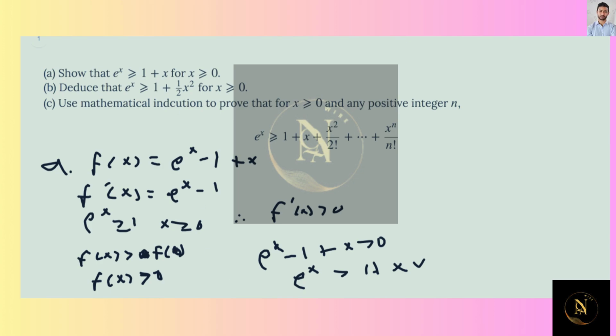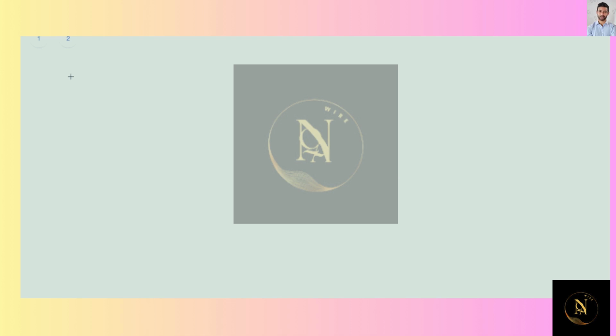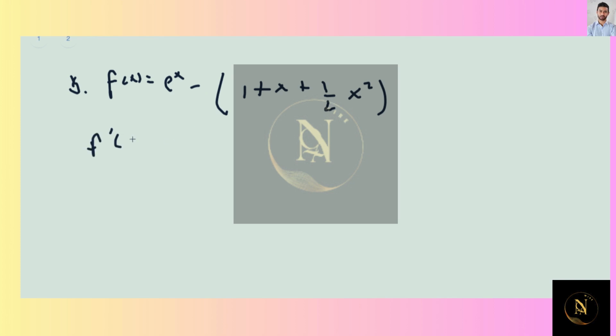For b, we're being asked to prove e to the x is greater than 1 plus x plus 1 half x squared for all x greater than 0. So we're going to do a really similar proof style. We're going to let f of x equal e to the x minus 1 plus x plus 1 half x squared. And then if you take the derivative of that, f prime of x equals e to the x minus 1 plus x.